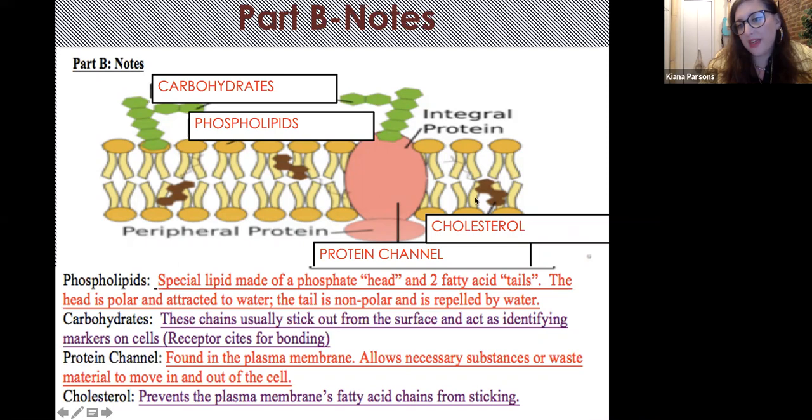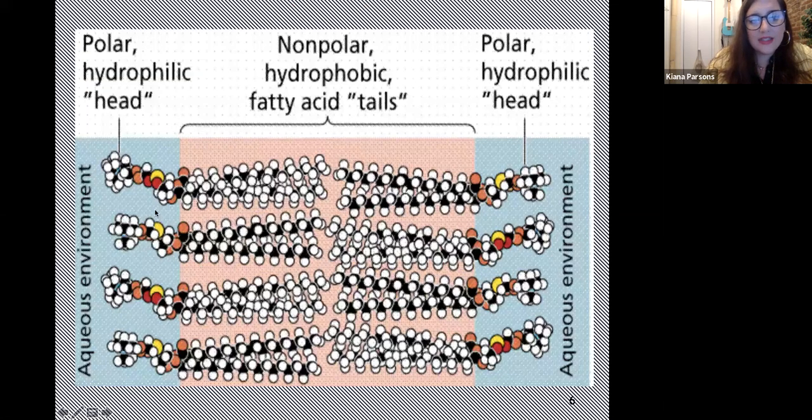So this is embedded in here, and it is still a lipid, but it is a different lipid, and it prevents these fatty acid tails from sticking to each other. And that is not labeled on your structure, but you can see it here. And this is another illustration of this very important polar hydrophilic head and non-polar fatty acid hydrophobic tail.